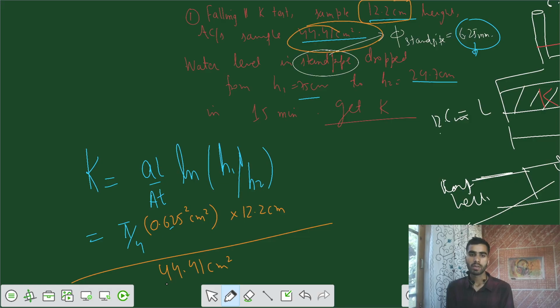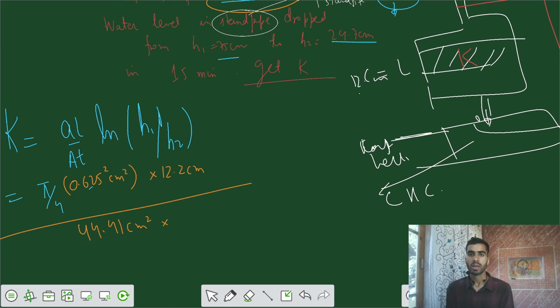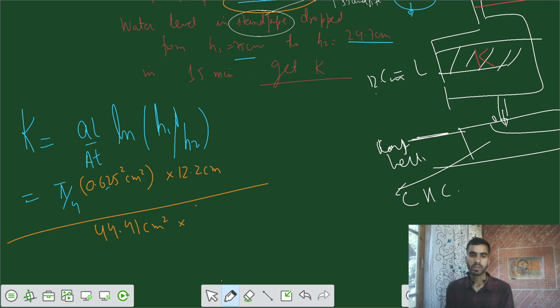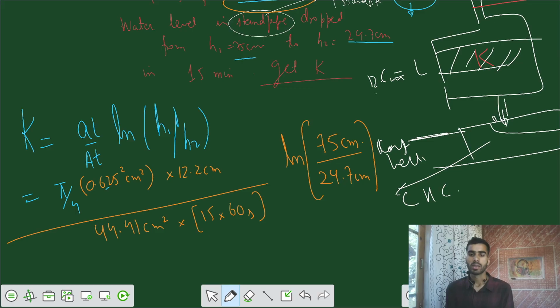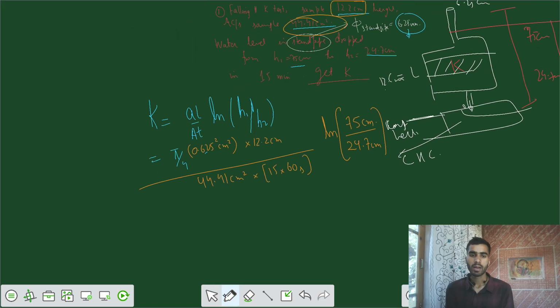After that, we have the time interval between those two head differences, which is 15 minutes, so 15 into 60 seconds, and ln of h1 by h2. Initially the height was 75 centimeters, and finally the height is 24.7 centimeters in the time interval of 15 minutes. From that, we get the value of K. K equals 1.04 times 10 to the power minus 4 centimeters per second.